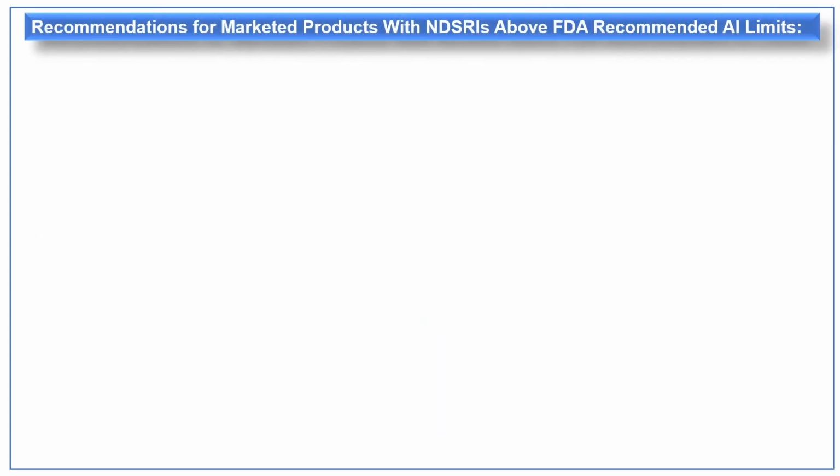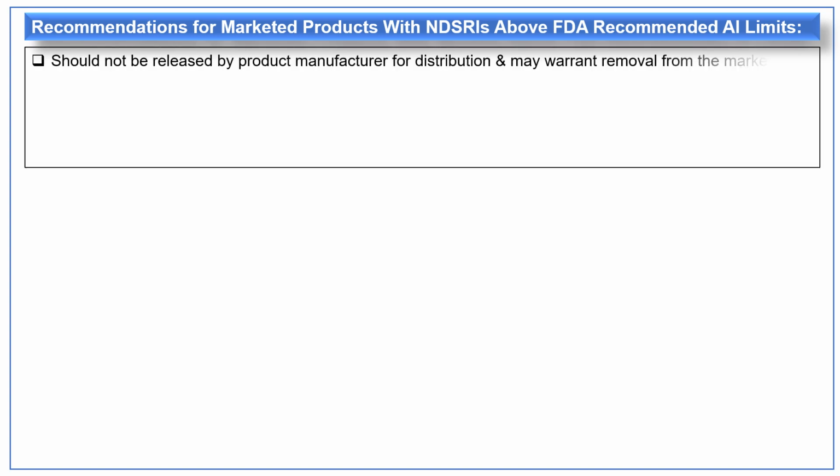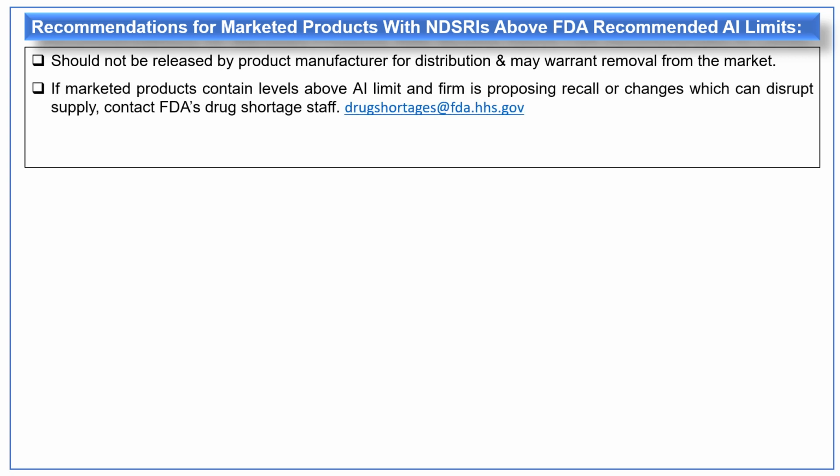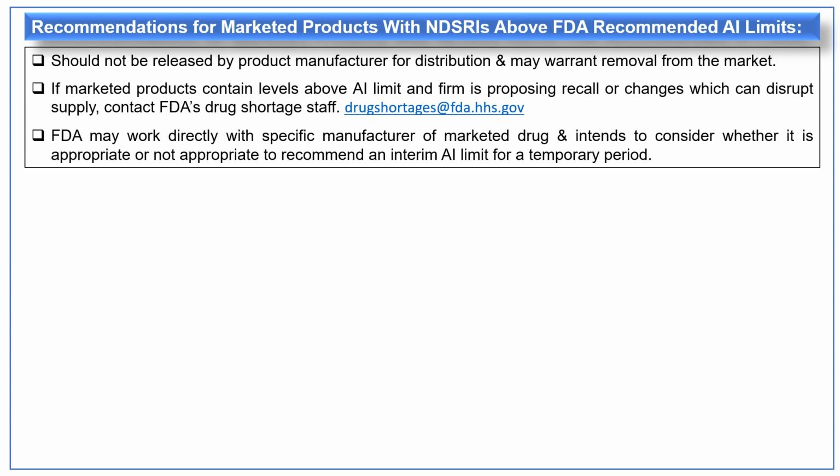Recommendation for marketed products with NDSRIs above FDA recommended AI limits. They should not be released by product manufacturers for distribution, and they may warrant removal from the market. If the marketed products contain levels above the AI limit and the firm is proposing a recall which might disrupt the supply, they should contact the FDA drug shortage department. FDA may work directly with the specific manufacturer and should consider whether or not it is appropriate to recommend an interim AI limit for a temporary period.